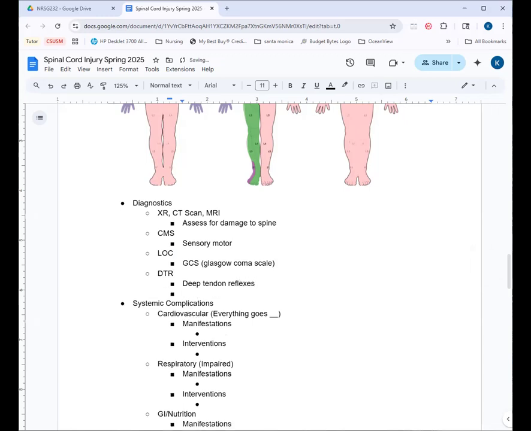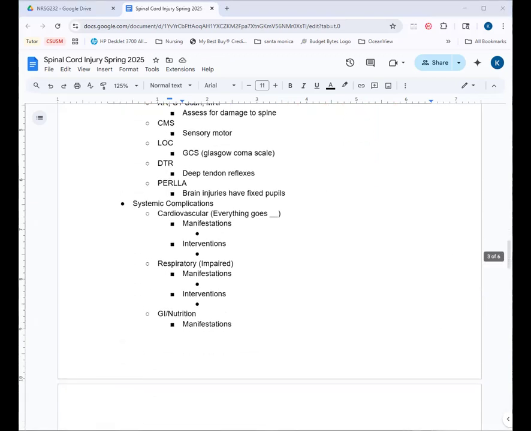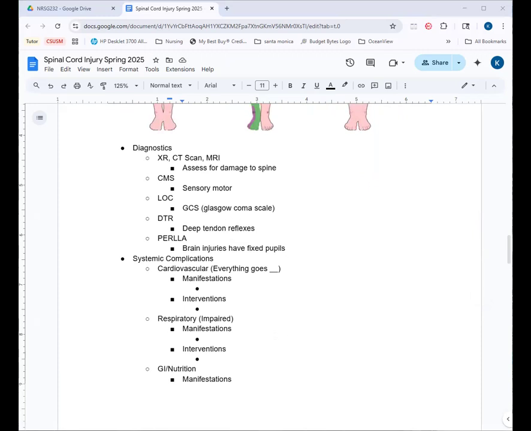Let's see, is there anything else you missed? The only other thing would be a pupillary response. So you're looking for pupils, because your brain injuries are going to have fixed pupils. You guys don't have to know the Glasgow coma scale at this point, but you might have to know it in 240, maybe, who knows.